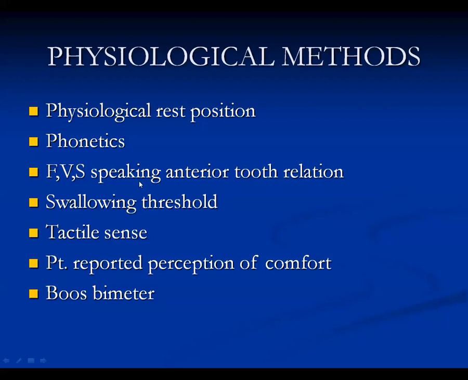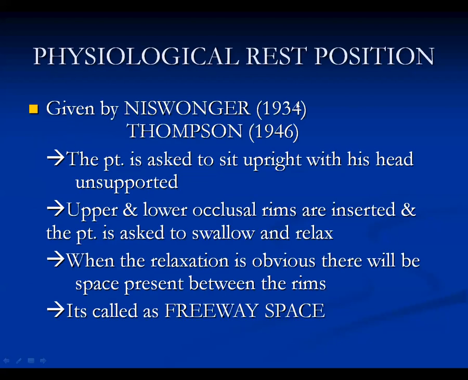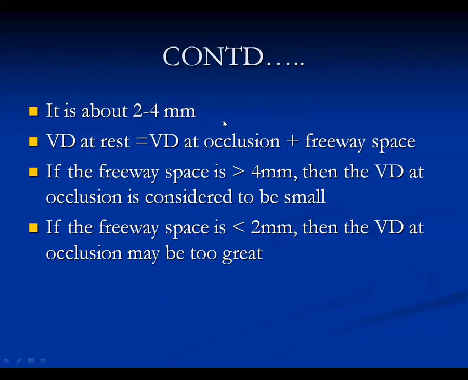Okay, let's see one by one. Physiological method. This method is given by Niswonger and Thompson. The patient is asked to sit upright with his head unsupported. Upper and lower occlusal rims are inserted in the patient's mouth and the patient is asked to swallow and relax. When relaxation is obvious, there will be space present between the rims. It is called the freeway space. And this is about 2 to 4 mm.